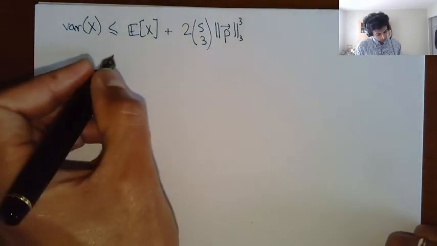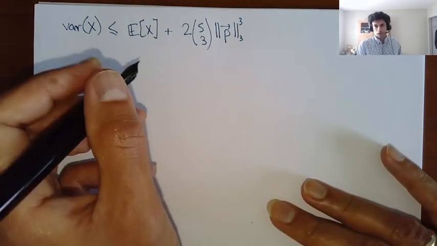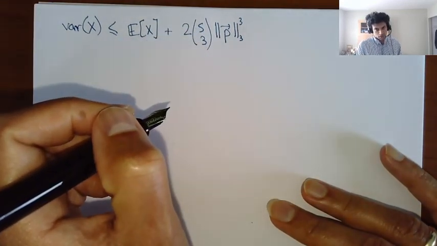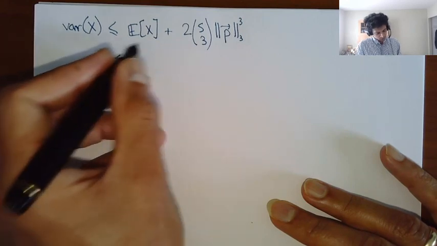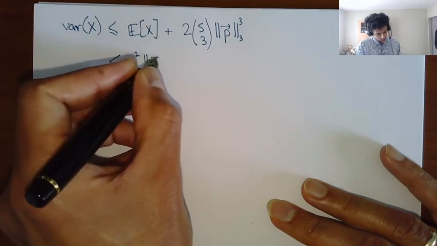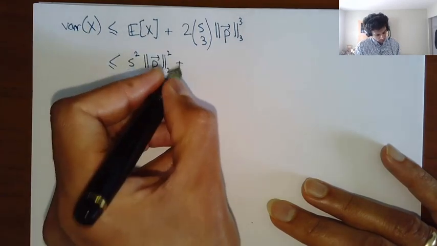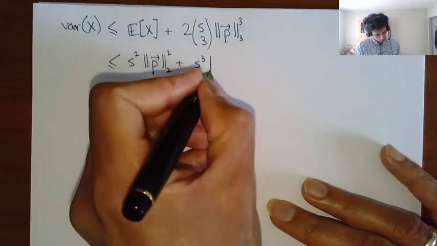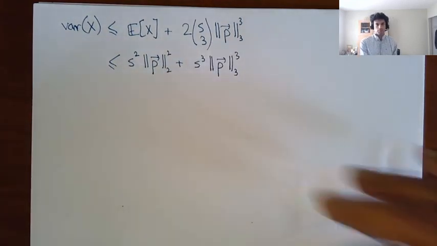And just to clean up the coefficients, some of the terms over here, let me just write this out as, so this was at most S squared 2 norm squared, and this is going to be at most S cubed times the 3 norm cubed.